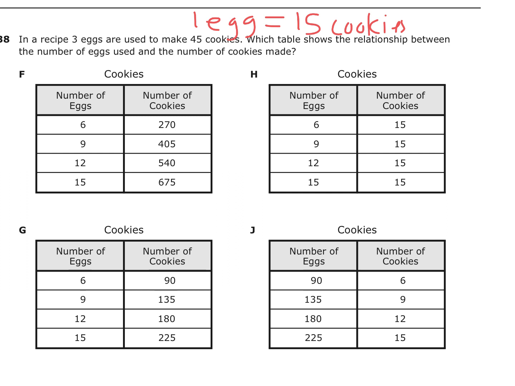Which table shows a relationship between the number of eggs? This one here doesn't make sense because if you have more eggs, you should have more cookies. You can't have 15, 15, 15, 15. So we're going to rule this one out. If 1 egg is 15 cookies, then 6 eggs would be what? Well, we know that 3 eggs would give us 45. If we double that, 6 will give us 90 cookies. 6 eggs should give you 90 cookies.